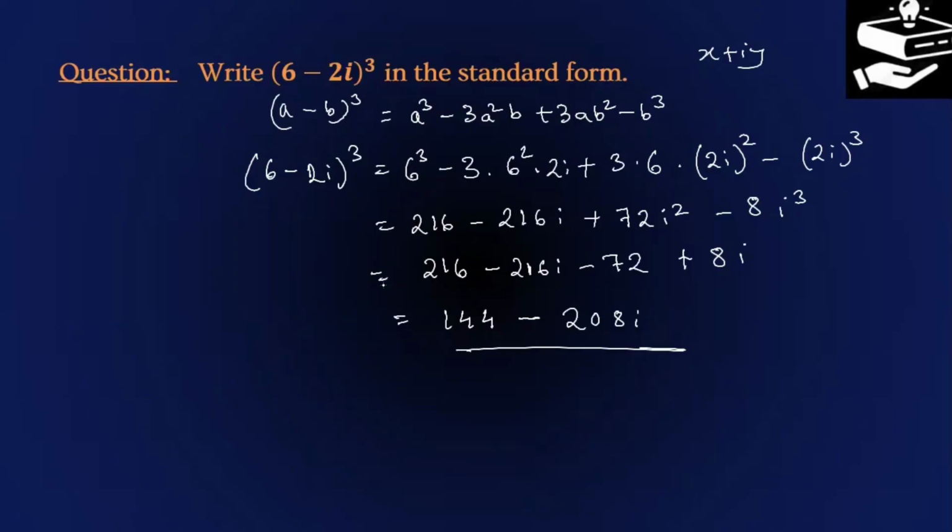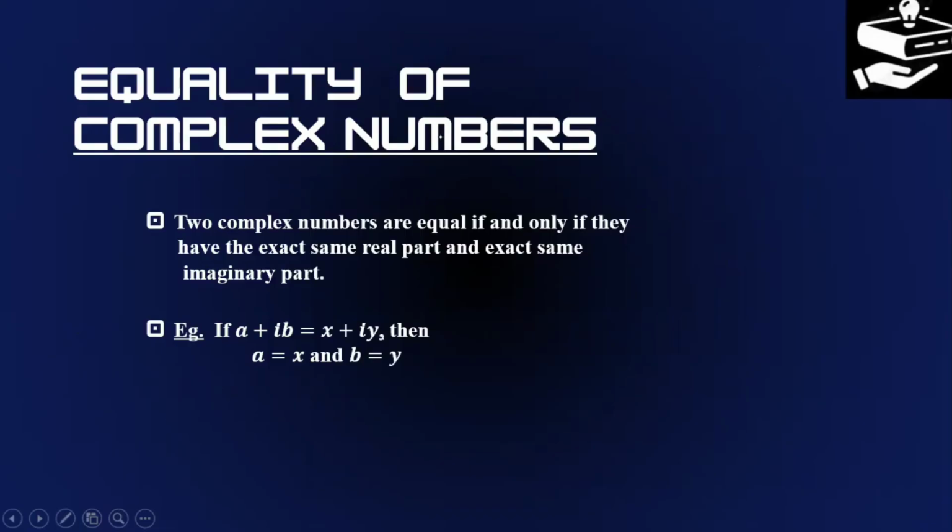Next is equality of complex numbers. That means if two complex numbers are equal, let's say z1 = z2, and z1 is a+ib and z2 is x+iy, we can compare the real parts as well as the imaginary parts. The real parts will be equal as well as the imaginary parts will be equal. So a = x and b = y. Clear? Two complex numbers are equal means their real parts are equal as well as the imaginary parts. Okay, now let's apply this in some question.